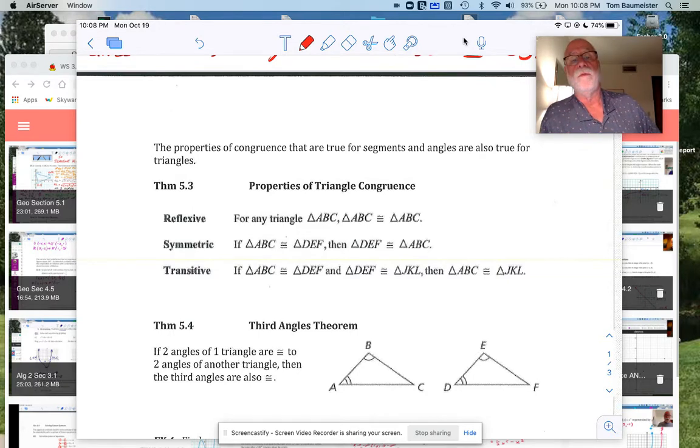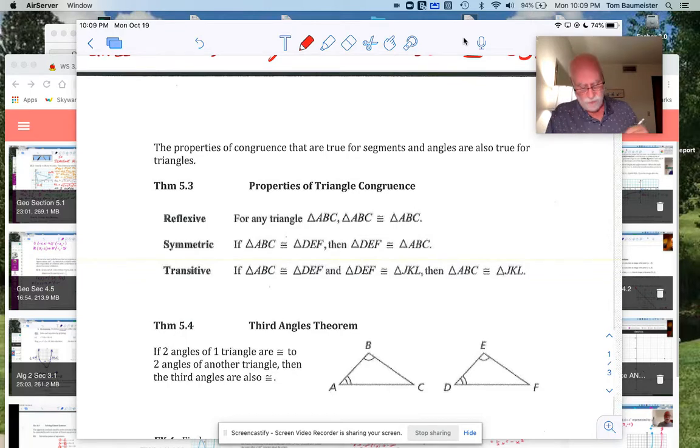So the properties of triangle congruence, again, we can say the reflexive property, that means that a triangle is equal to itself. So if I give you a triangle ABC, it's going to follow the same pattern because it's congruent to itself. So triangle ABC is congruent to triangle ABC. And remember, symmetric means if I say one's congruent one way, I can kind of flip it over and say the other one's congruent the other way. So if triangle ABC is congruent to triangle DEF, then we know that triangle DEF is congruent to triangle ABC.